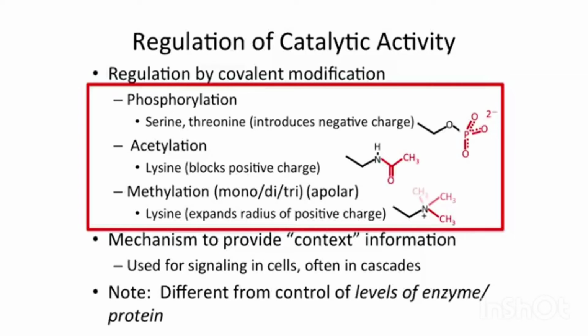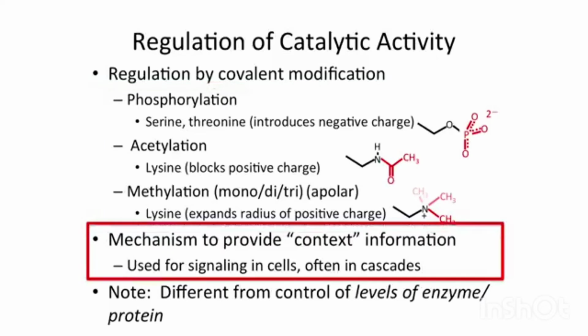You can acetylate lysine. If you acetylate it, it blocks the positive charge on the amino group and changes the interactions that can occur. With methylation, you can actually expand the radius of positive charge for lysine by either mono, di, or trimethylation. So you can regulate what a protein does, whether bind or catalyze, using covalent modification.